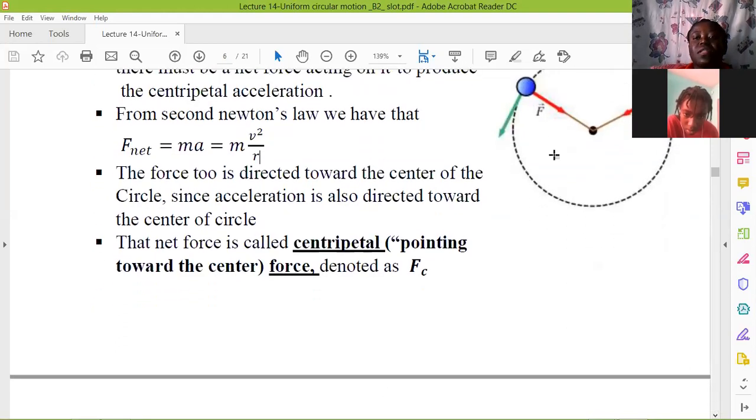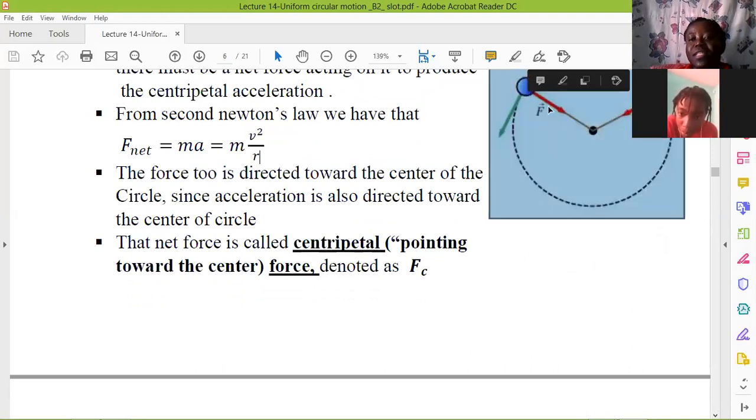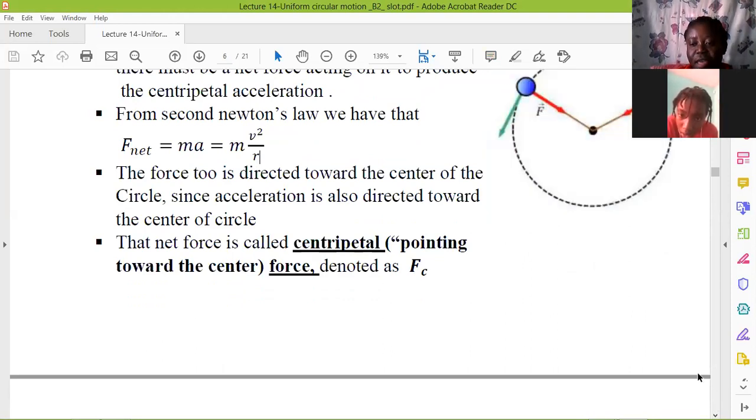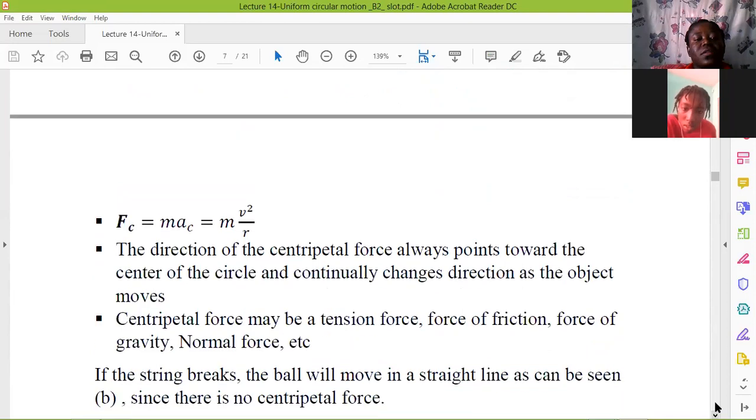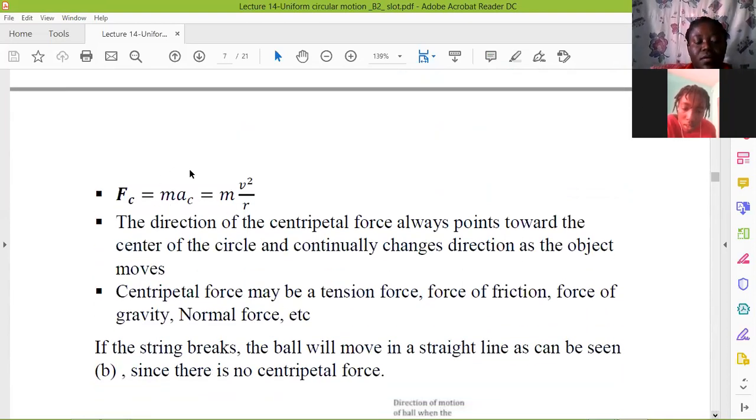As you can see on this diagram, the force points towards the center of the circle. So the force equals the mass times the centripetal acceleration, which is equal to that expression. The direction is always the same, regardless of which point, as long as the object is moving in a circular motion, the force is always directed towards the center of the circle.